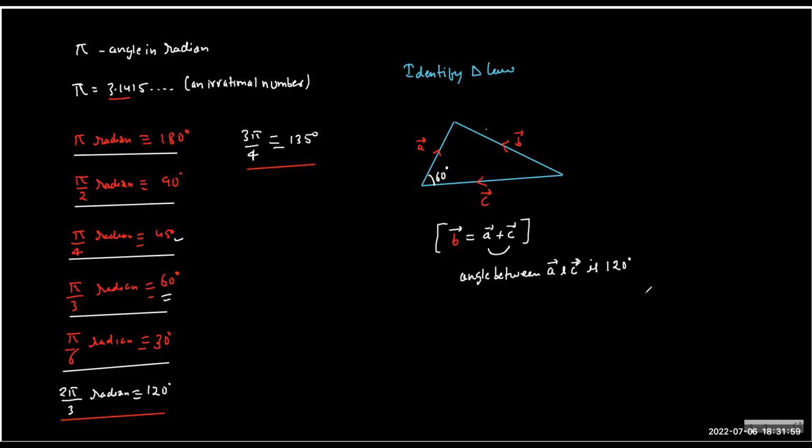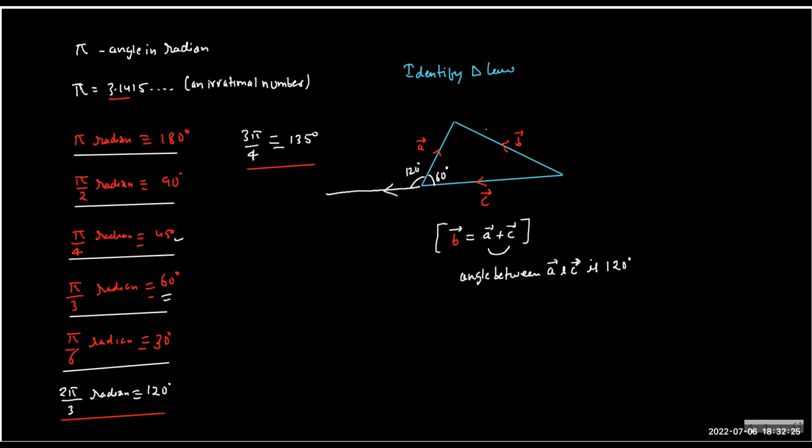Because the tail to tail assumption will let you say that you have to extend C this way. Only when you extend C towards the left, they will join tail to tail, and so the angle becomes 120. Is this part clear? Yes. So the angle between A and C is 120 degrees.